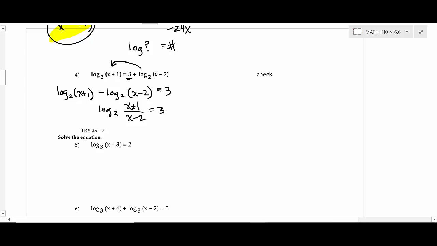Now you're going to write this in exponential form. That's the typical thing you do. So in exponential form, you'd say 2 to the third is equal to (x plus 1) over (x minus 2). 2 to the third is 8, so we would have this. Now we have to solve this equation, and when you solve these equations, all kinds of things can pop up. That's an equation with a fraction.